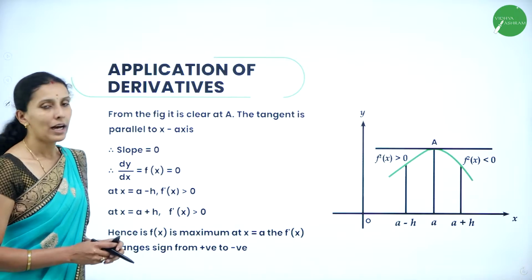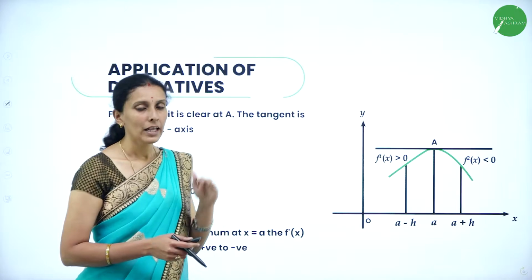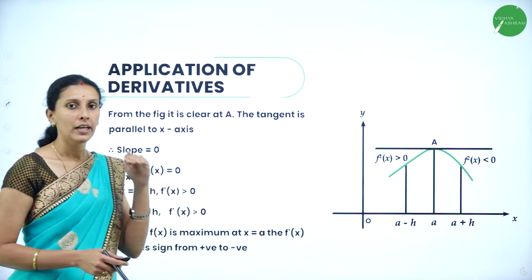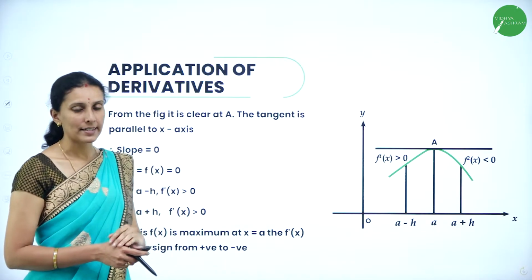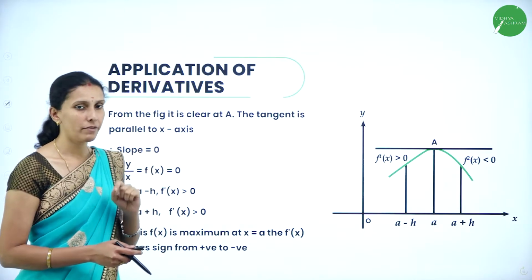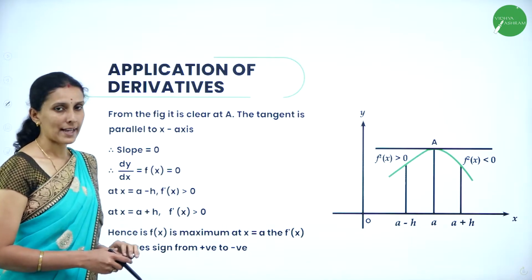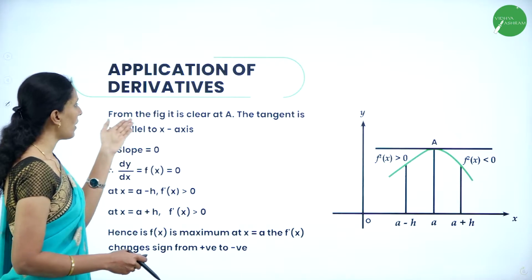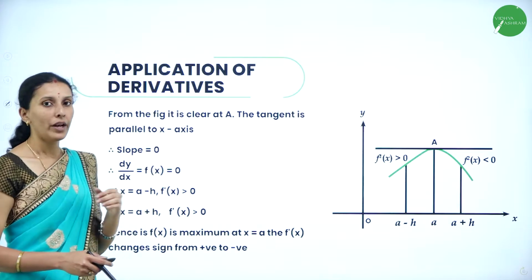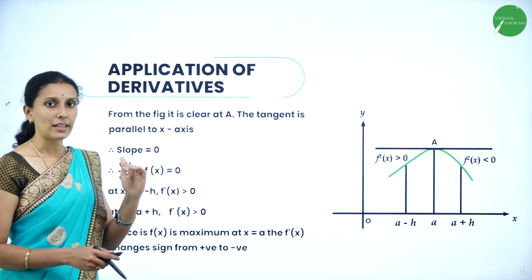So here is a curve I have taken at the maximum value of the function. If you draw a line, that will be exactly parallel to the x-axis. It is tangent to the curve and parallel to the x-axis. So at the point of maxima where the function will attain the maximum value, the curve has a tangent which is parallel to the x-axis. So therefore here you can see from the figure it is clear at point A the tangent is parallel to the x-axis. Whenever we say the tangent, that means the derivative is 0, which is nothing but the slope.